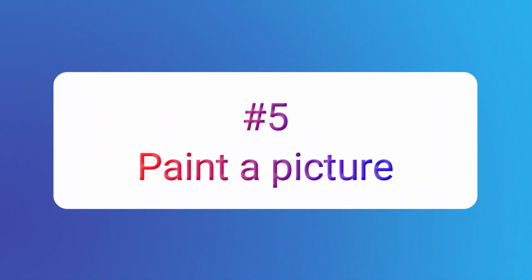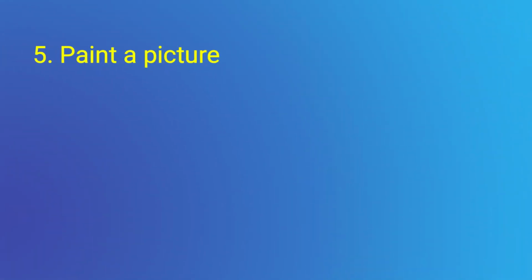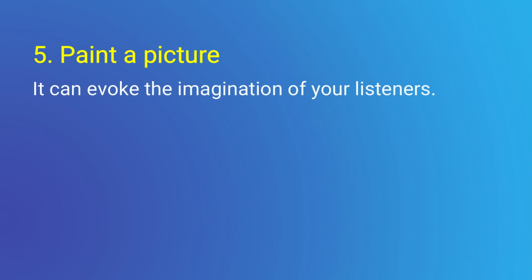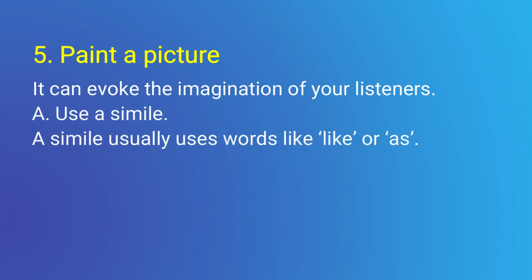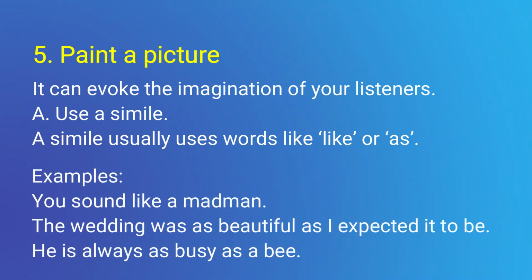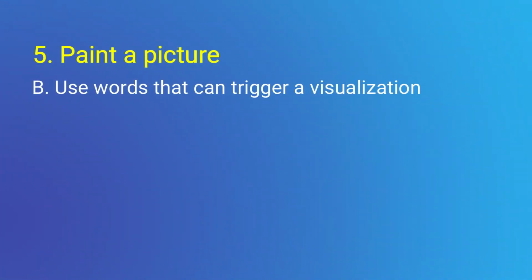And our last method to expand an idea is what I call painting a picture. We create sentences that help the audience imagine what you say. One way to do this is by using a simile. A simile uses words like "like" or "as." For instance, "you sound like a madman." So we're comparing a person to a madman using the word "like." Or, "the wedding was as beautiful as I expected it to be." "He is always as busy as a bee." Besides, to paint a picture, you can also use words like "imagine," "let's say," and "if."